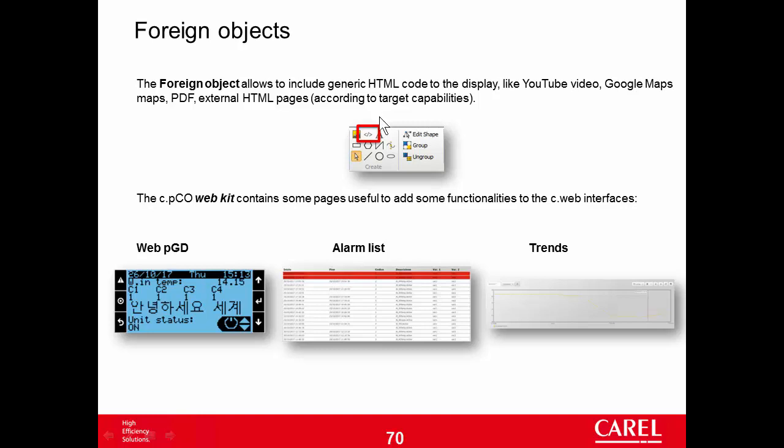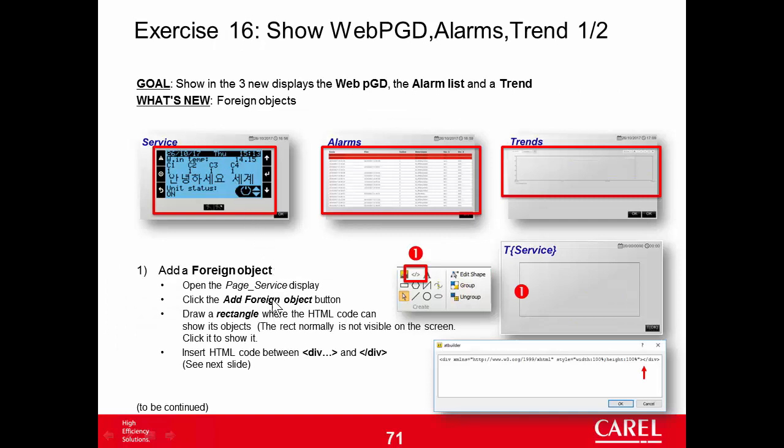The example we are talking about is the web PGD, alarms and trends. But you can include any HTML code, also code to show a YouTube video, a Google map, a PDF, or any other HTML code. Well, let's start the exercise.